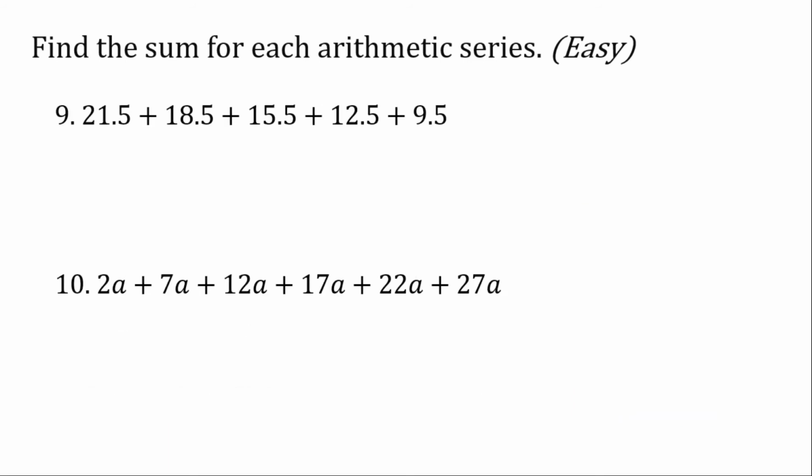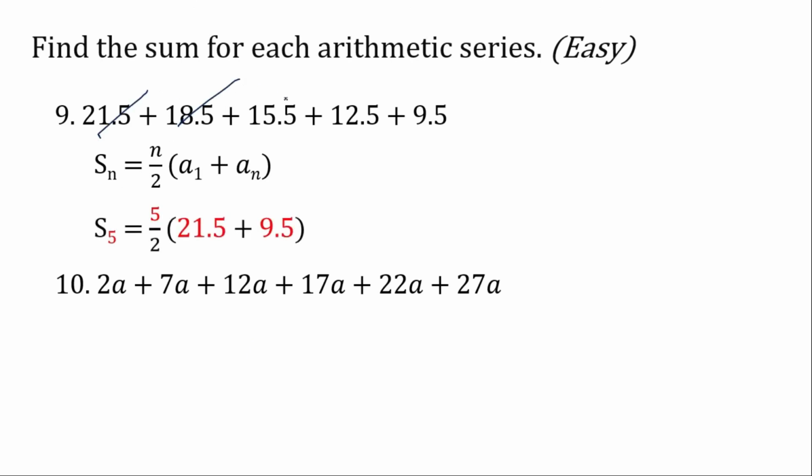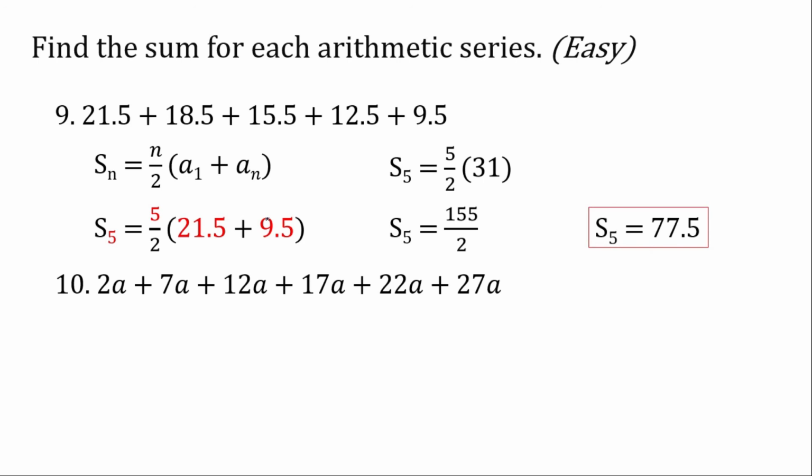For the last two numbers, we have number 9. 21.5 plus 18.5 plus 15.5 plus 12.5 plus 9.5. All you need to know is the value of n. That is 1, 2, 3, 4, 5. 5 terms. So that is 5. The first term and the last term, if you add them, you get 31. Now 31 times 5 is 155, divided by 2. So that gives us 77.5.